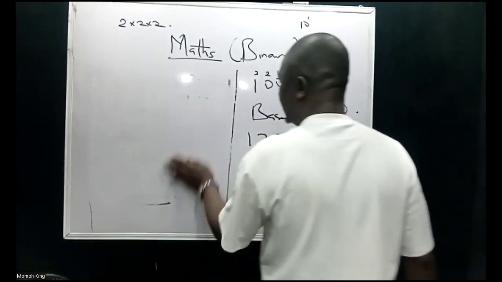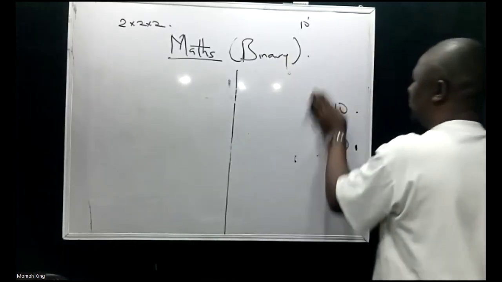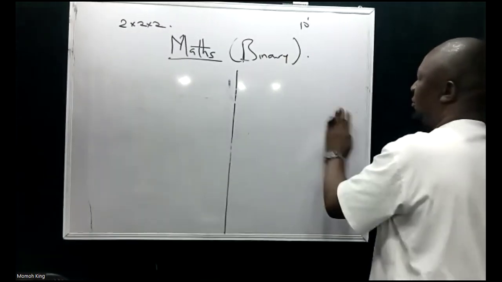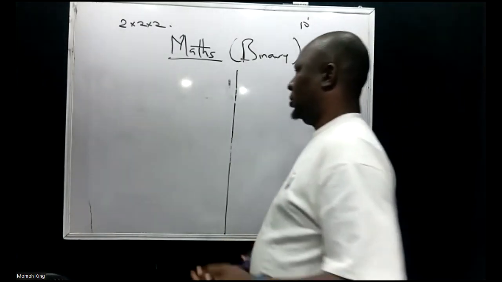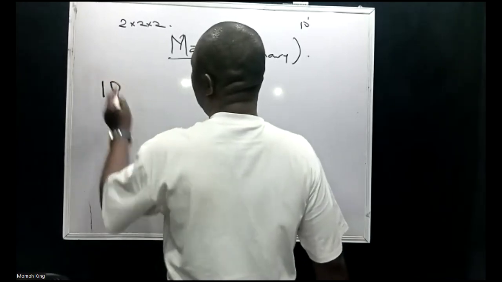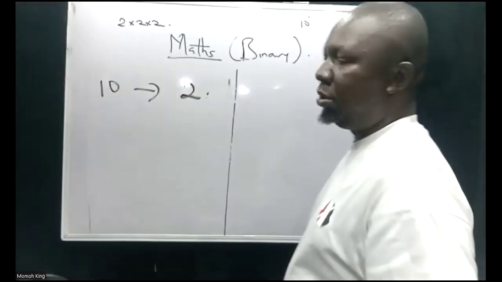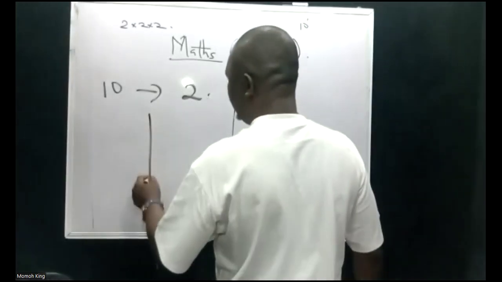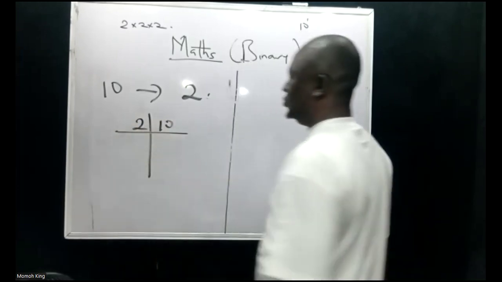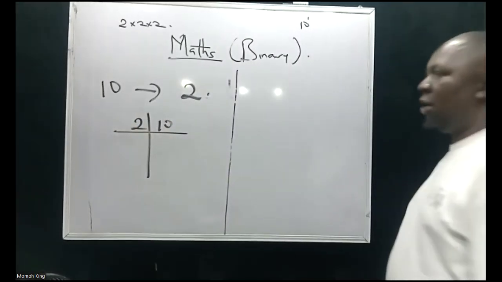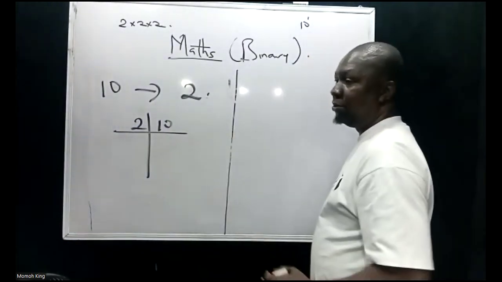Now, if you want to convert from base 10 to another base, maybe we're given 10 and you have to convert it to base 2. Do you get? You need your tabular form. You're going to write 10, write 2. Now, you divide by 2. 10 divided by 2 is what?